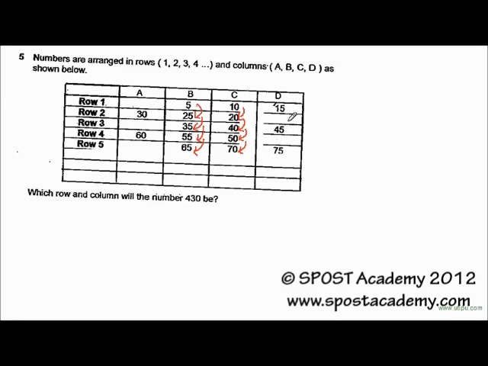So if you look at column D, you realize that row 1 will be 1 times 15, row 3 will be 3 times 15, we get 45, and then row 5 is 5 times 15 and we get 75. So this pattern works. If you look at column A, it will be 2 times 15 which is 30 and 4 times 15 which is 60. So in this case we can work on dividing by 15 to see where this 430 will end up at.